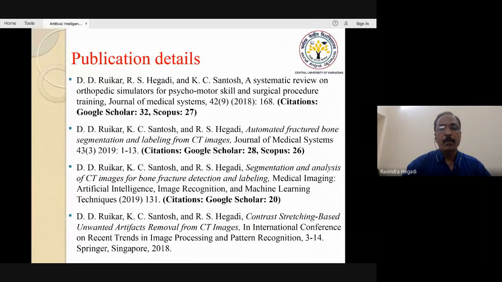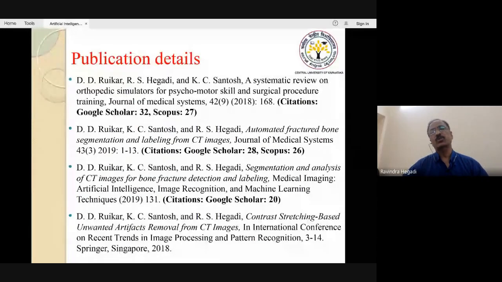These are some of the published works based on the entire work we are doing on this problem. One paper has been published on a review of orthopedic simulators. We have done an extensive review of existing orthopedic simulators for conducting psychomotor skill and surgical procedure training. This is published in the Journal of Medical Systems by Springer. It is an SCI journal, also indexed in Scopus, so it has good Scopus indexing. It was published in 2018 and we have already got 27 citations.